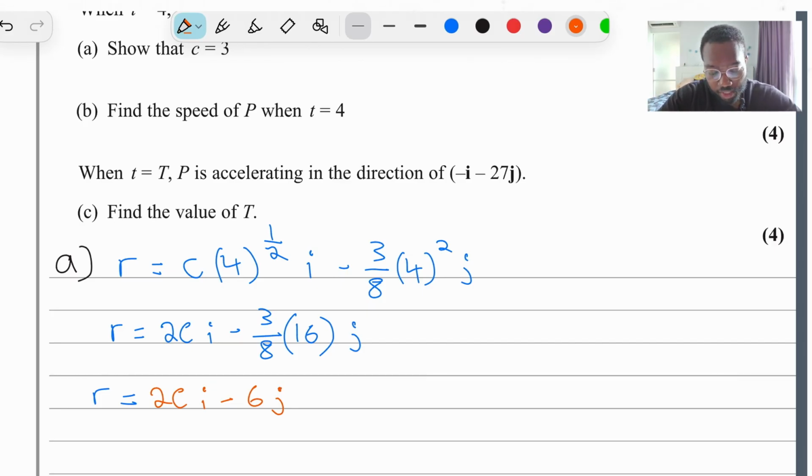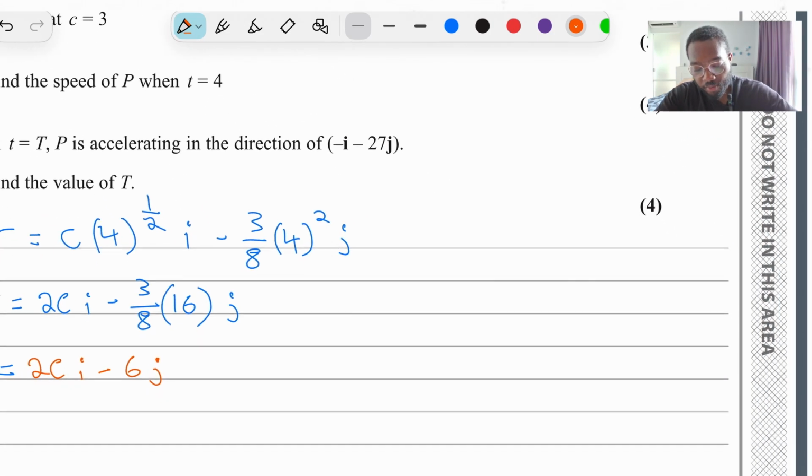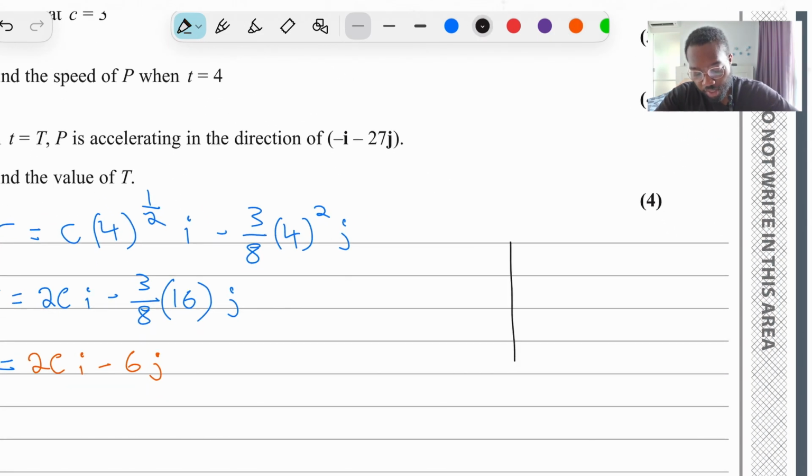And the question tells us that it has a bearing of 135. So if we wish to draw the bearing here, what does that look like? Bearing always starts north and goes clockwise. So it'll be something like this, and it would stop about here, because that would be 135. It wouldn't touch back the line, that would be 180.